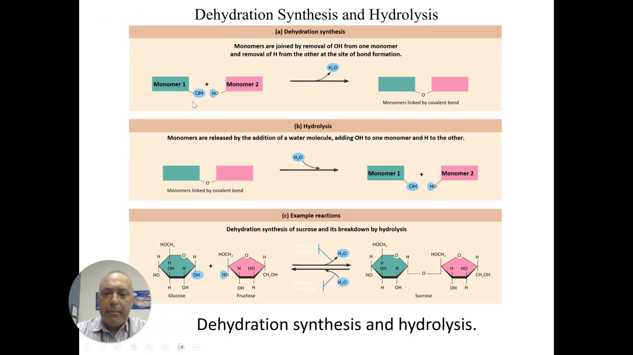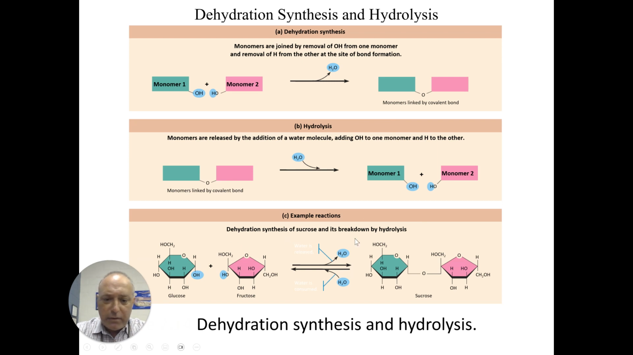Okay, here's an example. So we've got monomer 1 and monomer 2. We do the lasso method where we lasso out H2O. Boom. And then we've got our, looks like an ester linkage here, covalent bond. But the opposite is true. So let's take this linkage, covalent bond. Let's add a water. We split the water. And now we've got our monomers back. Of course, there are enzymes which help these processes.